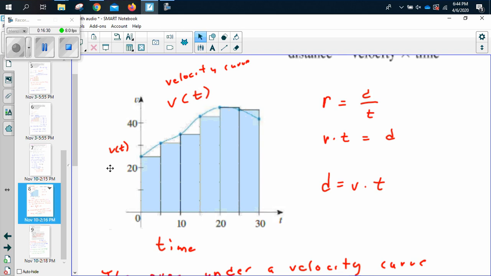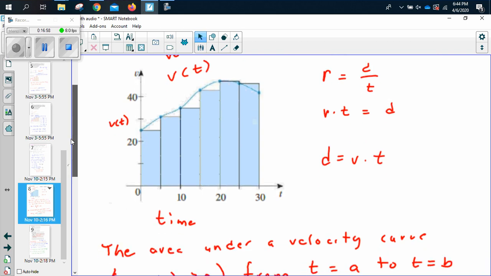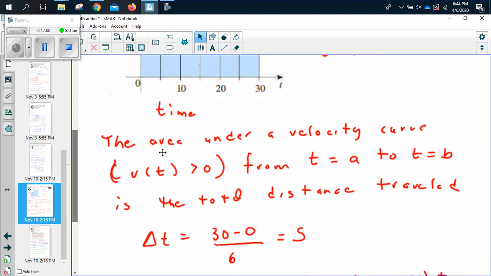Now, if you think about when we're getting the area of the rectangle, we're going height times width, but that's really the velocity reading times the delta t. If you actually do velocity times time, that's going to give you the distance. So the area under the curve of a velocity function is actually the distance traveled as long as the velocity is positive. So the area under a velocity curve, if the velocity is positive, from t equal a to t equal b, is the total distance traveled.